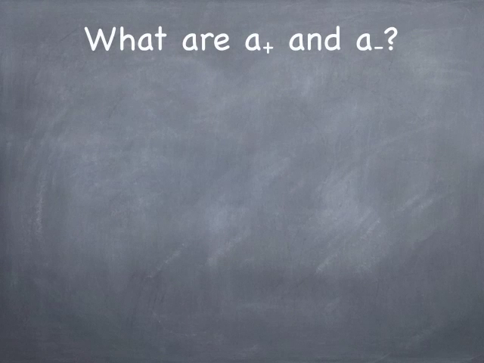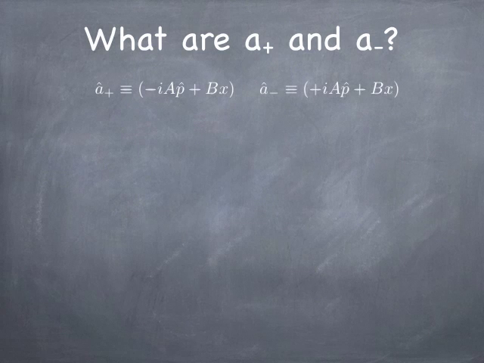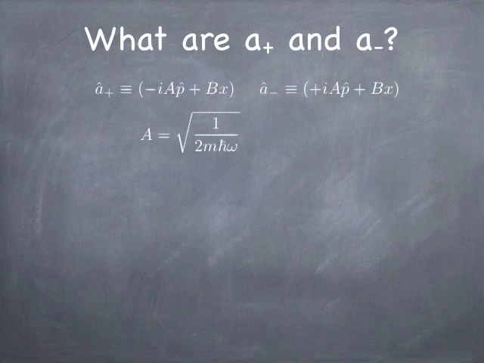So let me remind you, what are A plus and A minus? A plus is a linear combination of the momentum and the position operator. A minus is a different linear combination. The only difference between them is whether the momentum gets added or subtracted, and what the coefficients are. So remember that the capital A coefficient is the square root of 1 over 2m h bar omega, and the capital B coefficient is m omega over 2 h bar. We worked those out last time.